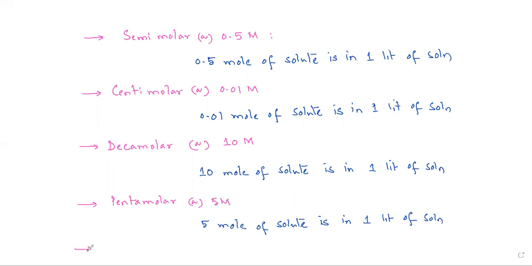And one last, penti. Penti is 1 by 5. Deci is 1 by 10. Deca is 10. Just like that. Penta is 5. Penti is 1 by 5. 0.2. In this case, it will be 0.2 mole of the solute is in 1 liter of the solution. Okay.